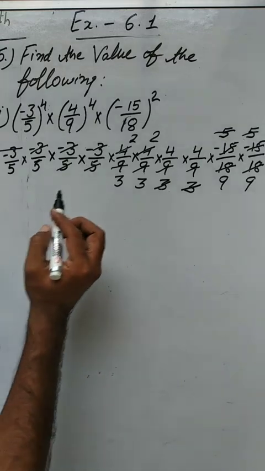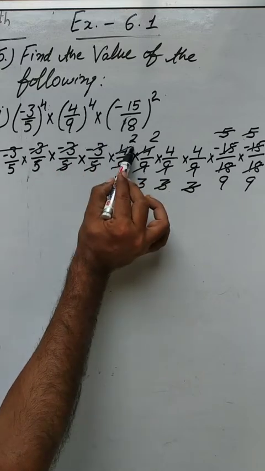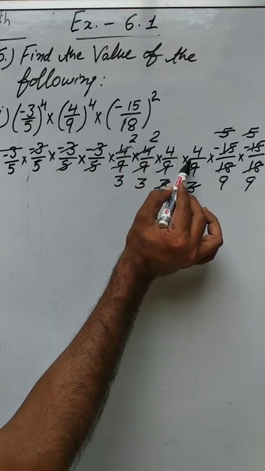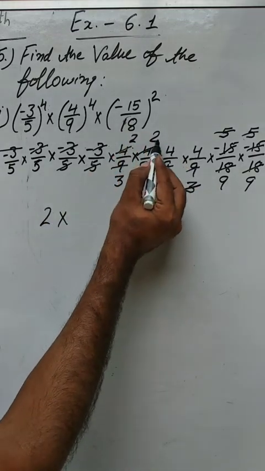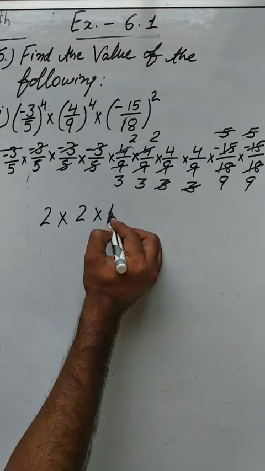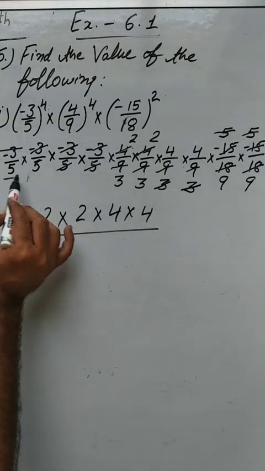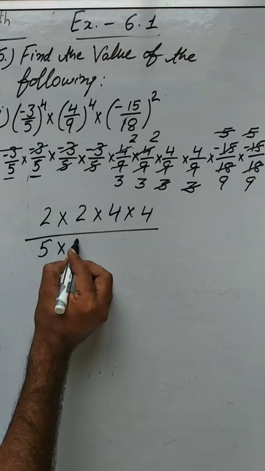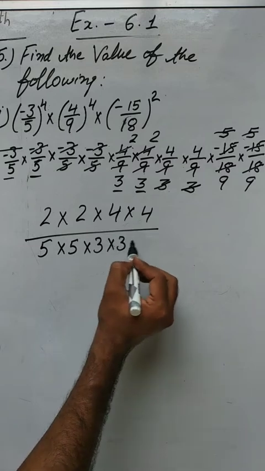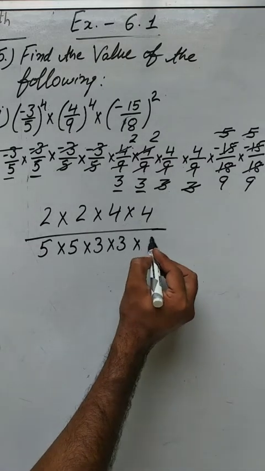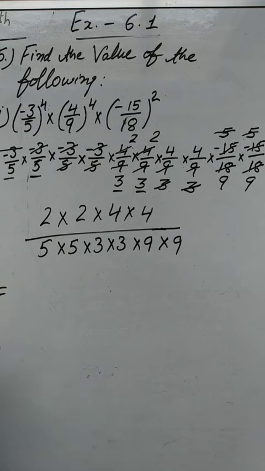Okay, now multiply the numbers that are pending here. What is pending, beta? In the numerator, 2 multiply 2 multiply 4 multiply 4, only these numbers are left in the numerator. And what is pending in the denominator? 5 multiply 5, 3 multiply 3, and last two, multiply 9 multiply 9. These numbers are left in the denominator.